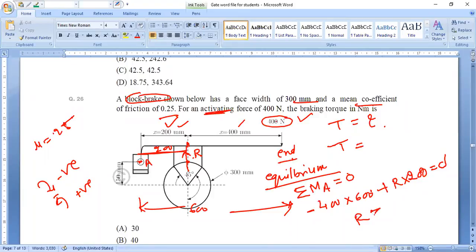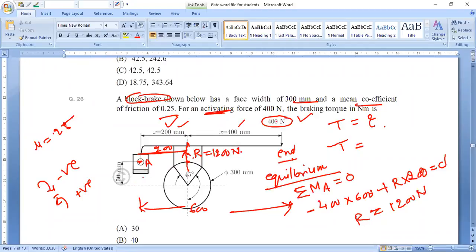So tell me, what is R? Please tell me what R is. 1200. It is 1200, right? The unit is Newton because it is a reaction force. So R is 1200 Newton.